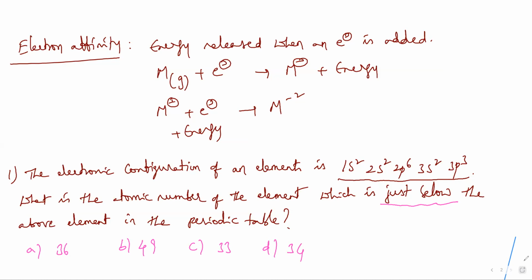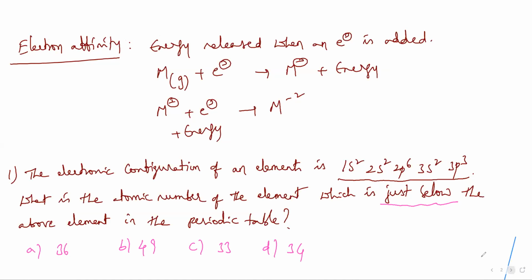I'm going to the next page. I'm writing that electronic configuration once again: 1s2, 2s2, 2p6, 3s2, 3p3. So what is this element, sir? This is 3s2, 3p3. Okay.